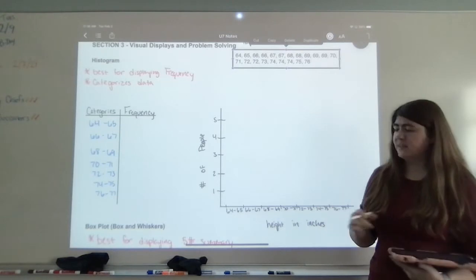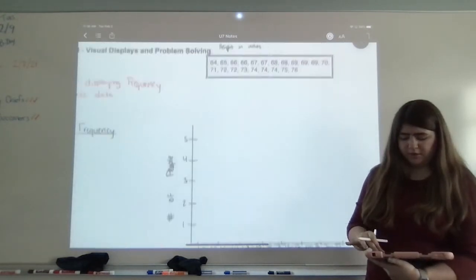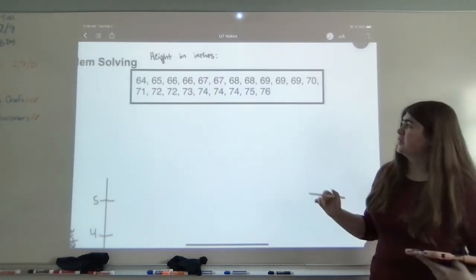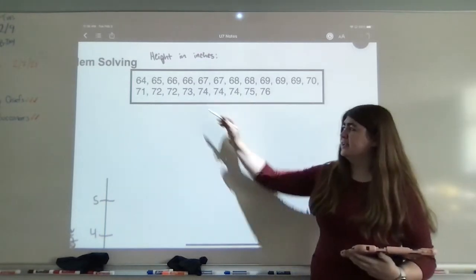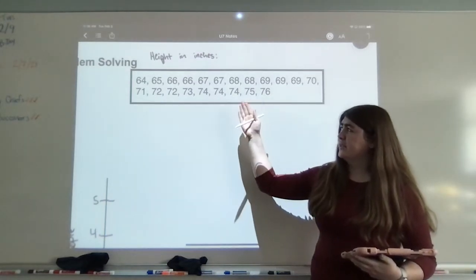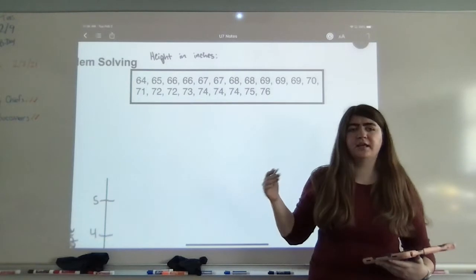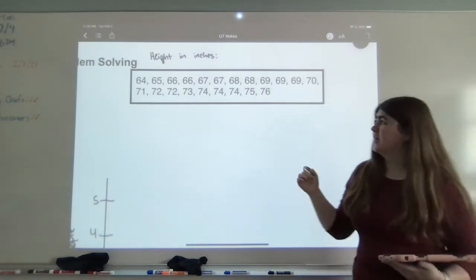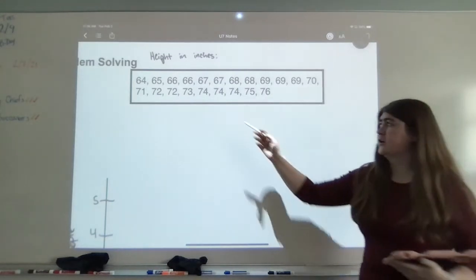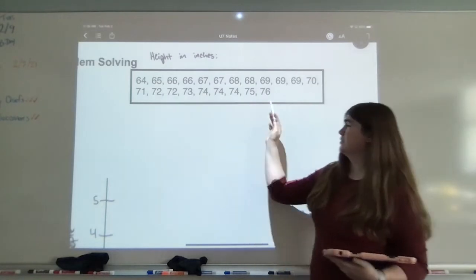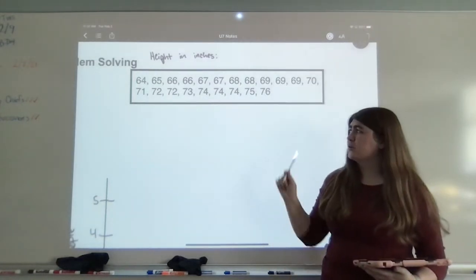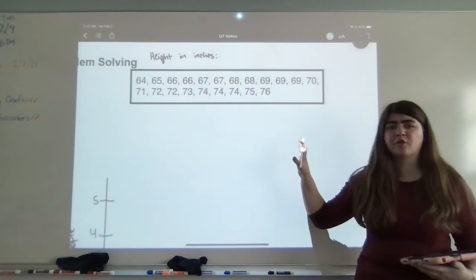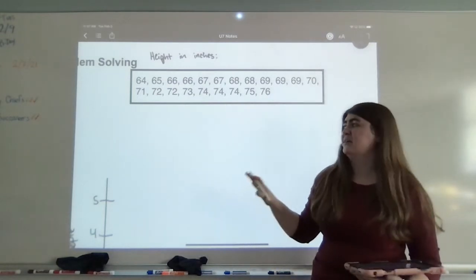So starting with the histogram, and you'll notice I actually have this data set here. This is height in inches. These are some heights of students in one of my classes, and we already have them in order here, so we go from 64 to 76. It would be good if you went ahead and wrote this down because we'll be using this data set for all of our visual display examples in our notes.